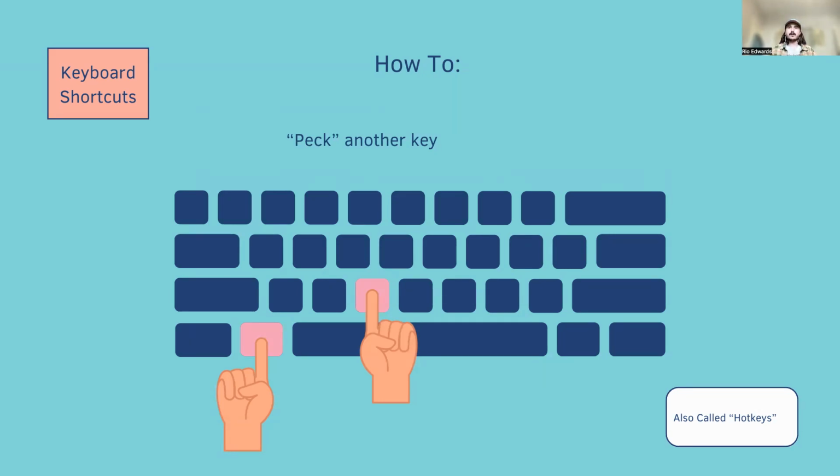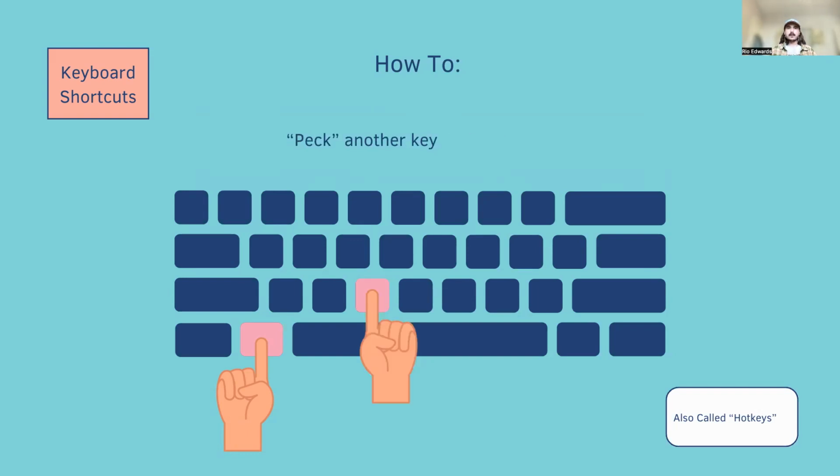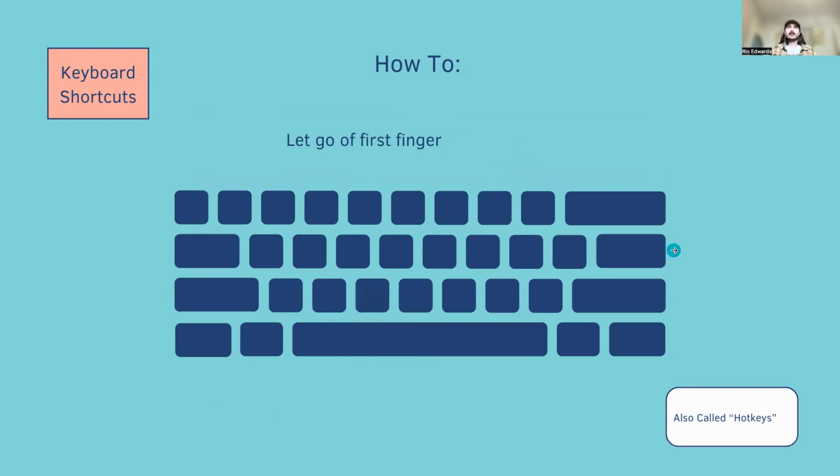So you press the key down and then up, and then you let go of the modifier key. So press the modifier key, peck another key, and then let go of the modifier. And you can let go of them in any order. The important thing is you press the modifier key before you press the target key.